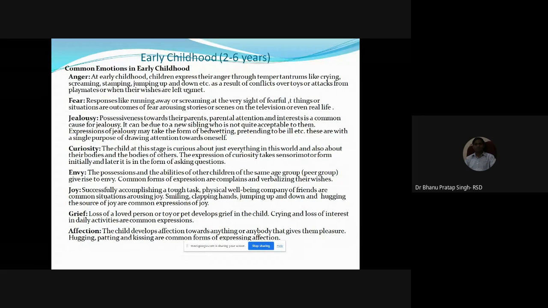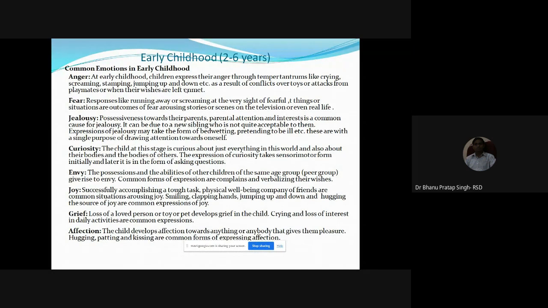Next is curiosity. Curiosity is a very important phenomenon, a very important emotion of the child, because a child should be curious about everything where he or she is living. He should also be curious about their bodies and about others' bodies.